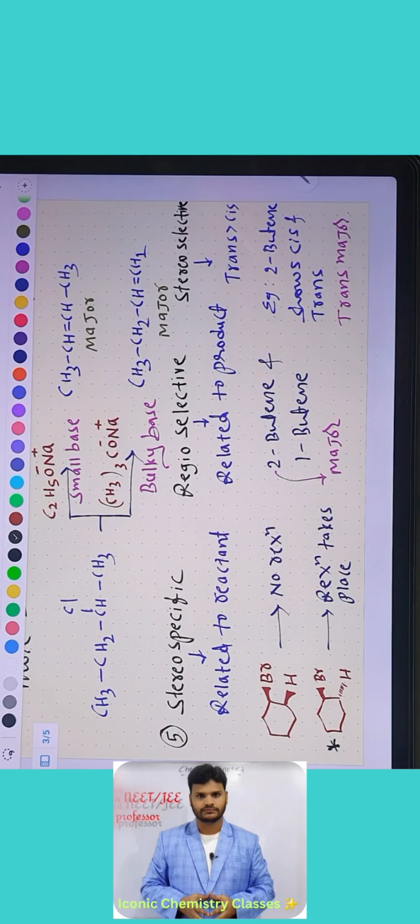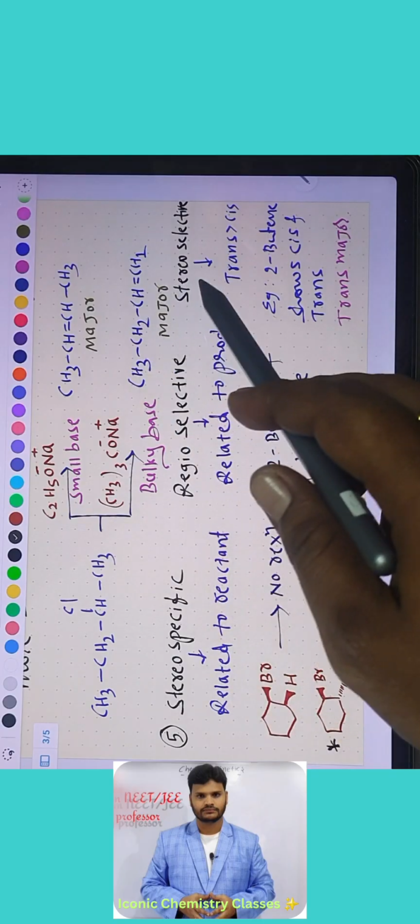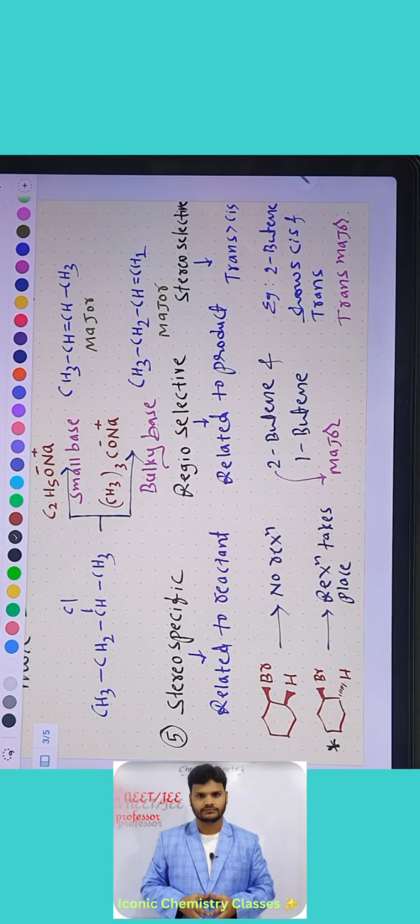Next, regioselective means this concept is related to the product. Suppose you get two products, 1-butene and 2-butene, which is major? 2-butene. Next, stereoselective means here 2-butene is major, but 2-butene shows geometrical isomerism, cis-trans. Out of the two, which is major? Trans is major. That is related to stereoselective. Clear?